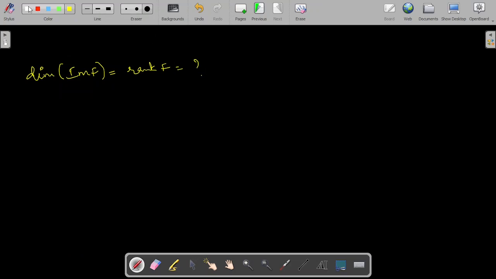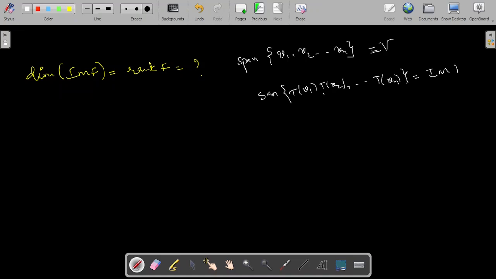For this we need to make use of a proposition. If v1, v2, and so on up to vn span the whole space V, if the span of these vectors equals the space V, then the span of their images, T of v1, T of v2, and so on up to T of vn, is equal to the image of the transformation. If f is a linear transformation from V to U, and you have a set of vectors which spans the space V, then the images of these vectors span the image of f. Let us make use of this.